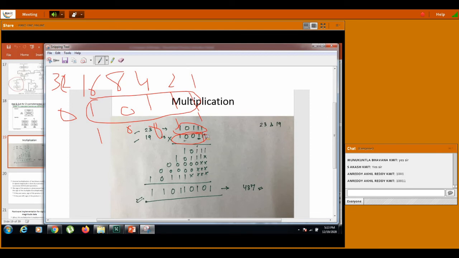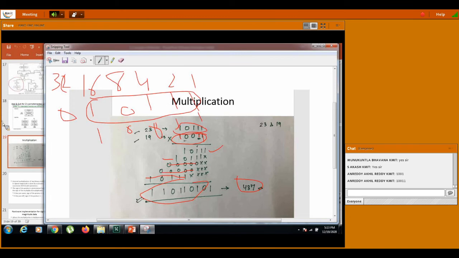This 1 multiplied with this number gives you the same number. Next, this 1 multiplied with this number gives the same number. Next, 0 multiplied with the number gives all zeros. Again 0 multiplied with the number gives zeros. Now again this 1 multiplied with the number gives the same number. This is your output. So you can check whether it is 437 or not.